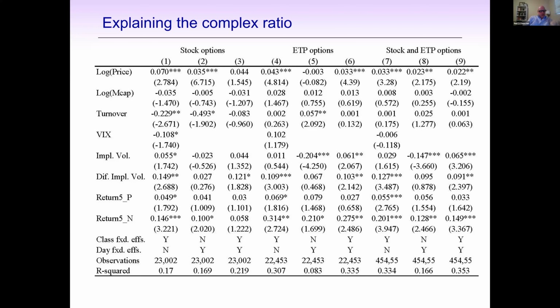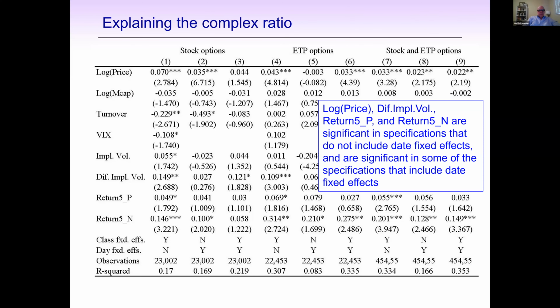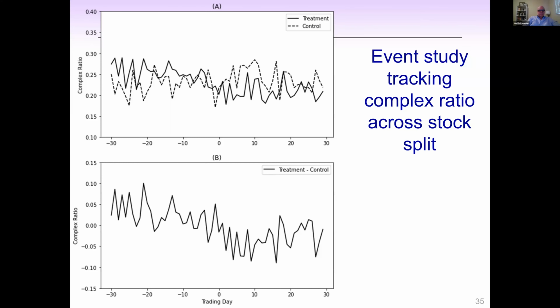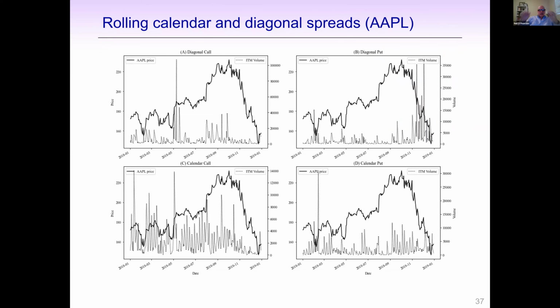Okay, some regression results. I'm running low on time, so I'm going to skip what are really some simple exploratory regressions, though one finding that comes out of them is that complex trading volume is highly correlated with the price level. And we also have an event study. It makes sense to look at a couple of pictures. This is just calendar spreads in Apple.